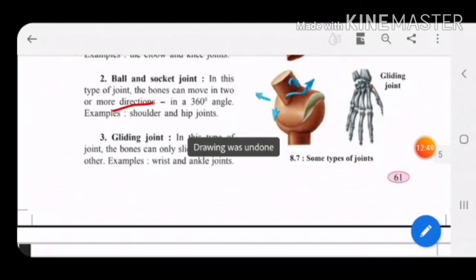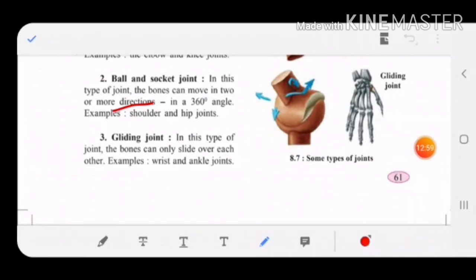Now the third type of joint, the gliding joint. In this type of joint, the bones can slide over each other. Example, wrist and ankle. They have given the wrist; here the picture is given. Wrist and ankle, the bones can move on each other. That is, they can slide over each other. They are joined with the help of which joint? Gliding joint. Example, wrist and ankle joints.